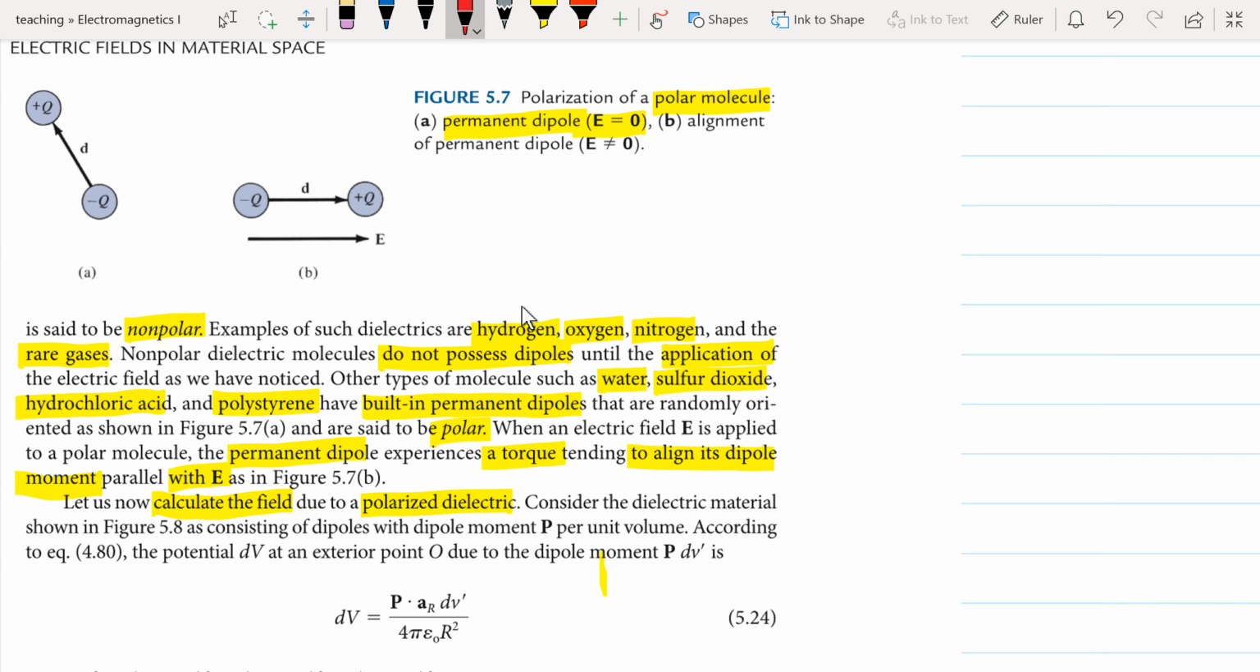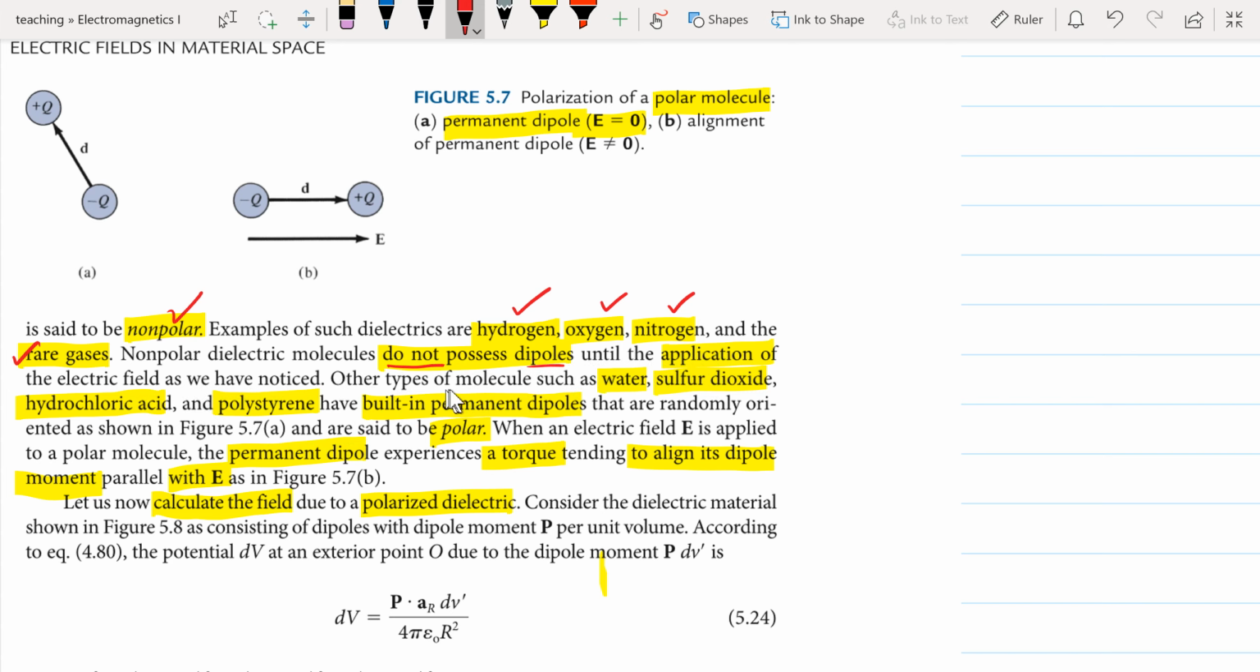Examples of such materials that are said to be nonpolar are hydrogen, oxygen, nitrogen, and the rare gases. What we know about nonpolar dielectric molecules is that they do not possess dipoles until you apply some electric field.